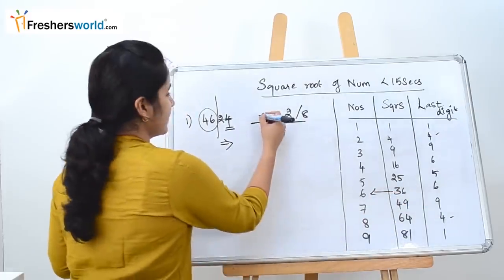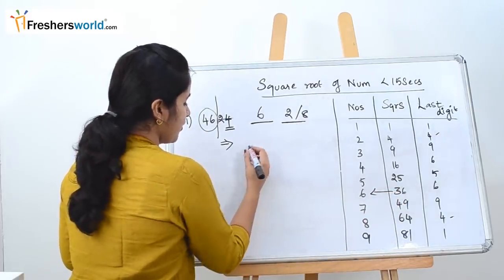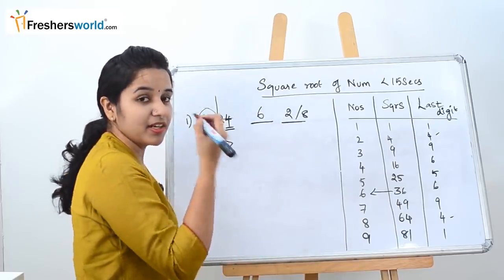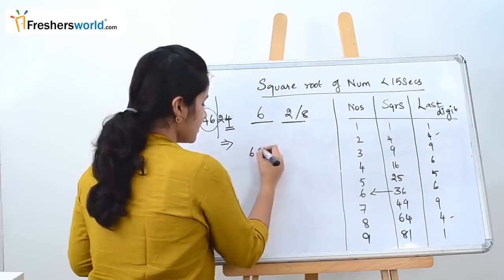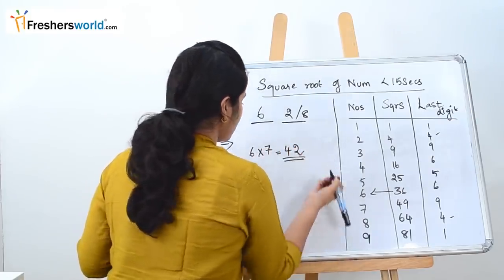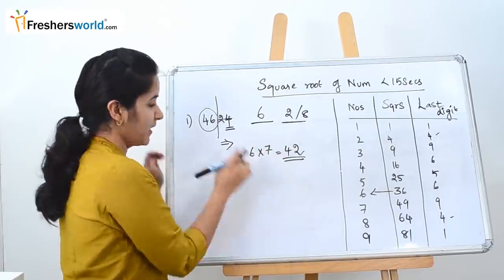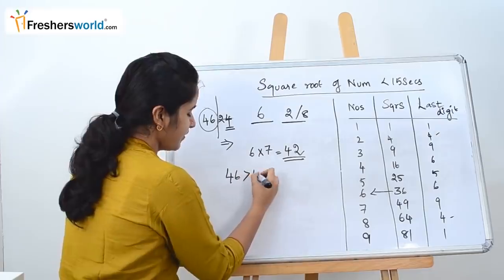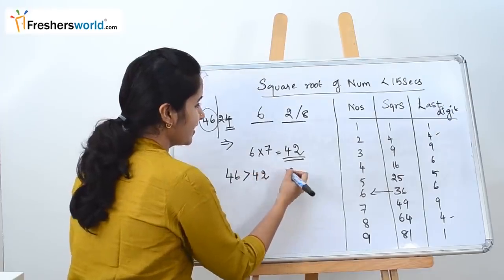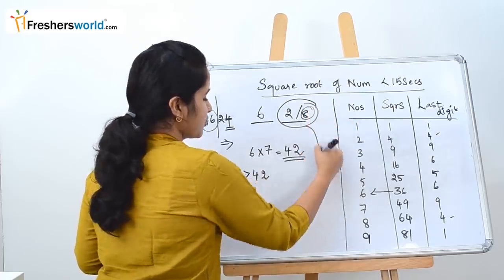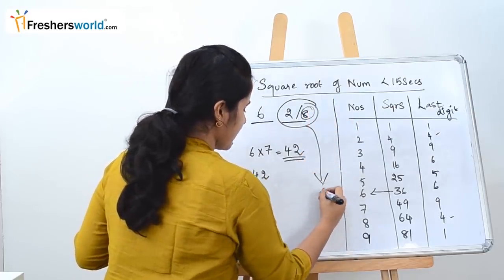So we take 6 here and write it here. After taking this 6 value, what we are going to do is multiply it with the next number of 6. So 6's next number is nothing but 7, and 6 times 7 is 42. So the number here is 42. The question that they have given is 46. So 46 is greater than 42. So what do you do? You take the greater number out of 2 and 8, which is nothing but 8. So the square root of the number is nothing but 68.